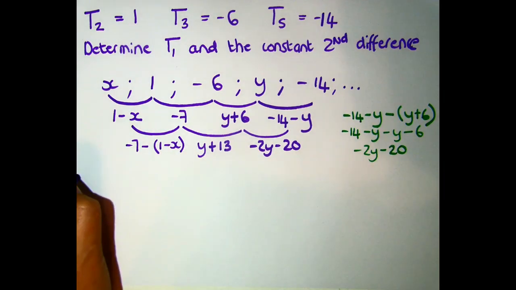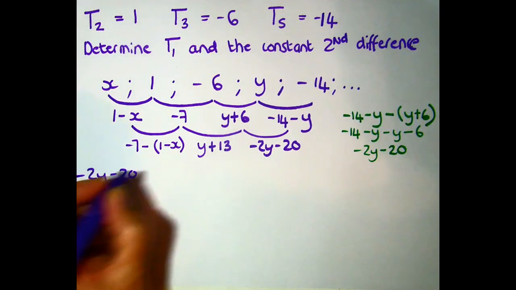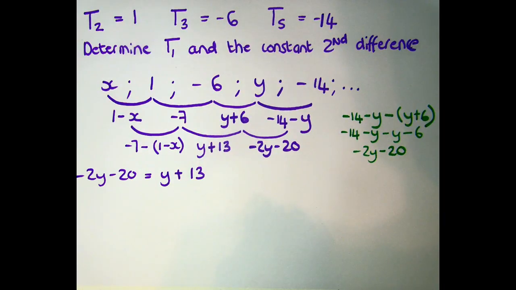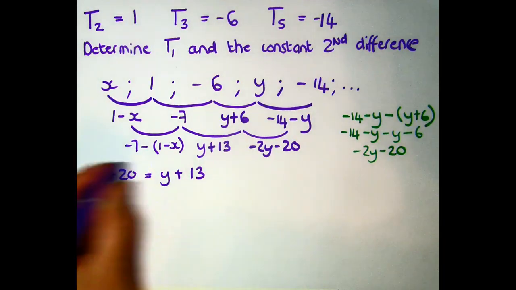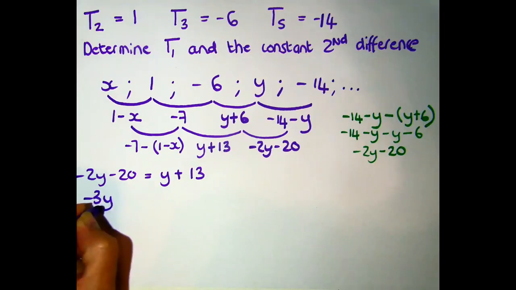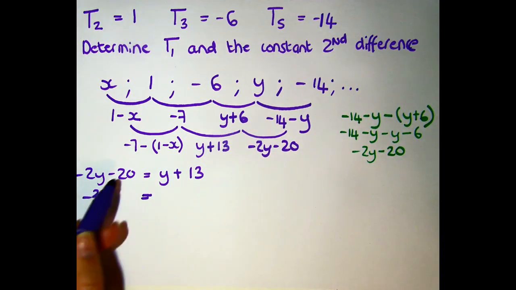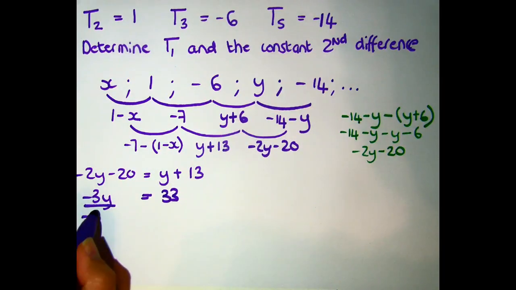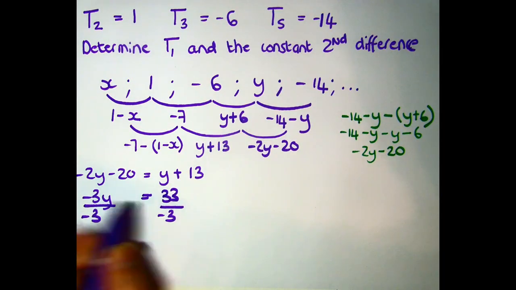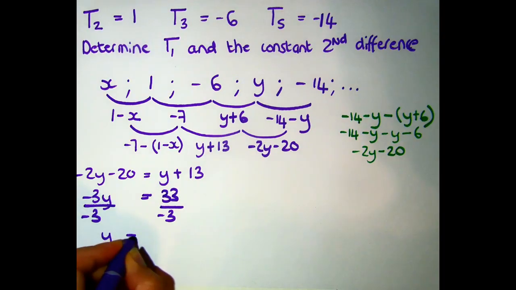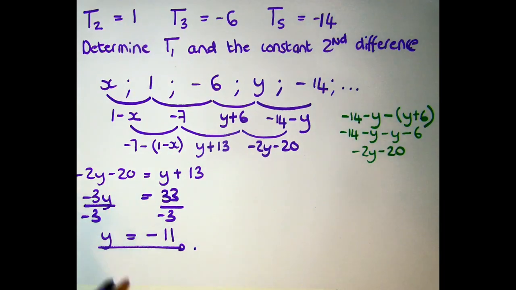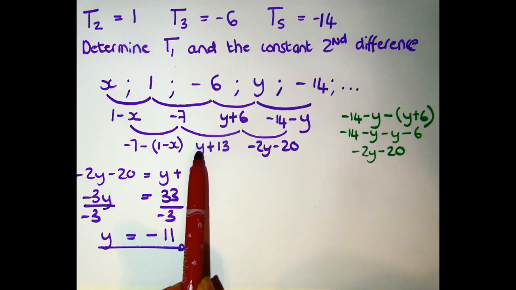Here goes. So negative 2Y minus 20 equals Y plus 13. Moving things around, I'm going to have negative 3Y here. And I'm going to have 13 plus 20 on the right hand side, so I'm going to have 33. And dividing through by the negative 3, what I learn then is that Y equals negative 11. Now I can figure out what that is. Right, so Y is negative 11.